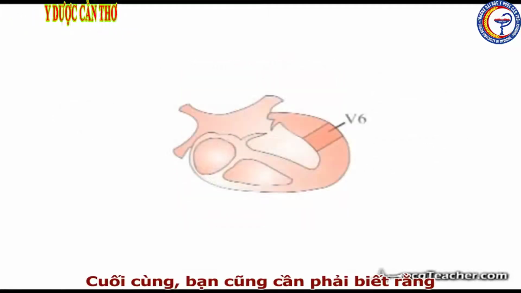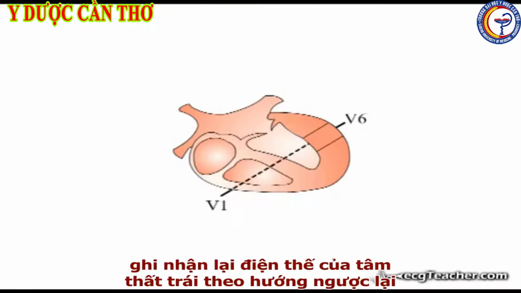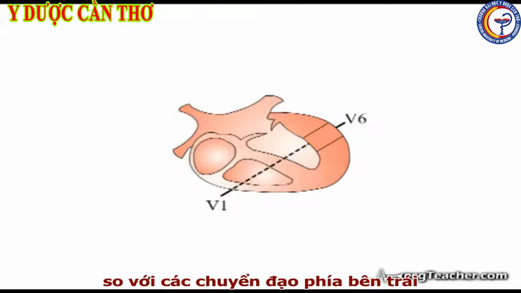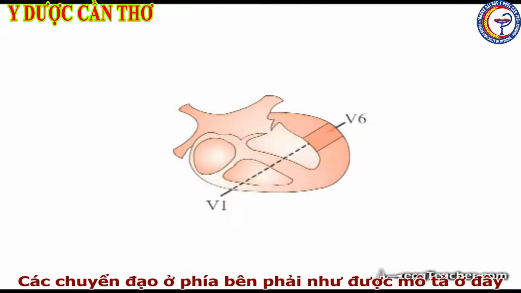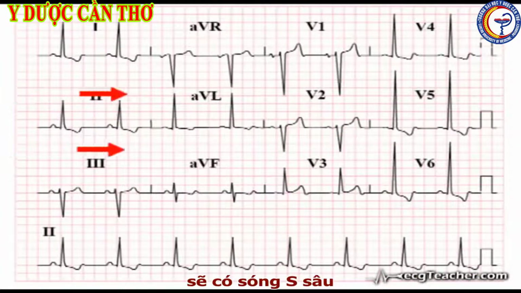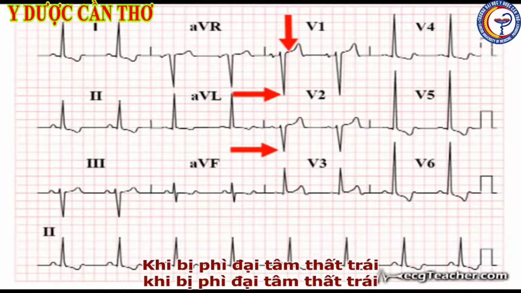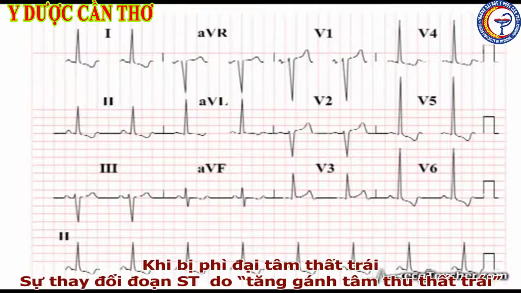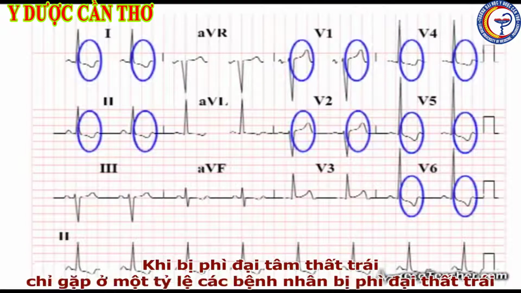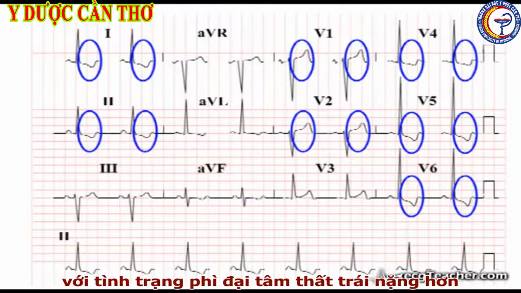Finally, you should also note that as the right-sided chest leads record events in the left ventricular wall from the opposite perspective to that of the left-sided leads, the right-sided chest leads may, as illustrated here, demonstrate deep S waves and ST segment elevation in the presence of LVH. The ST changes of the strain pattern are seen only in a proportion of patients with LVH and may identify a subgroup with a more severe degree of hypertrophy.